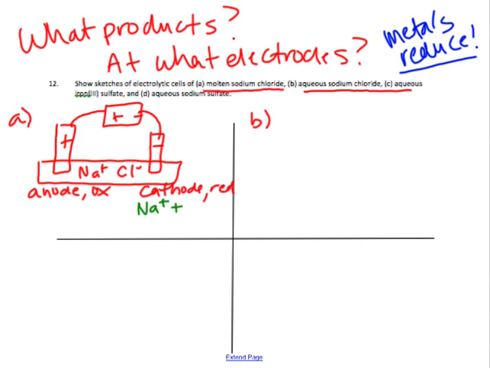And how do I write the reduction of that in a half reaction? Na+ plus what? One electron makes Na, and that is what's going on. We are taking the sodium ion, and this electrode is being coated with, since it's platinum, it's not actually part of the process, but it's being coated with sodium solid. All right? That's what's produced at the cathode.